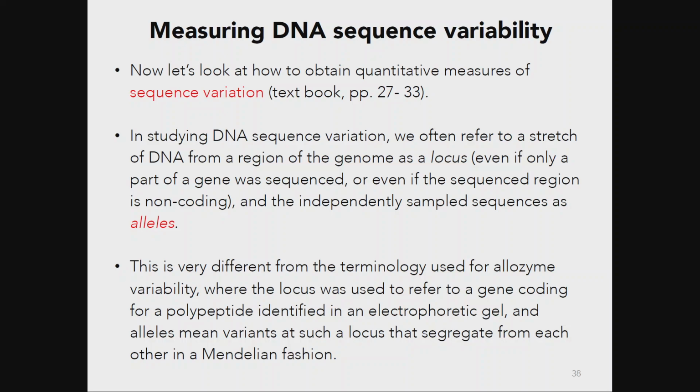And so yesterday we also talked about this definition of what a locus is, plural loci. We said that this could be a longer sequence, or in some cases a single nucleotide position. Here we're thinking of a stretch of DNA. In studying DNA sequence variation, we often refer to a stretch of DNA from a region of the genome as a locus, even if only part of a gene was sequenced, or even if the sequenced region is non-coding. And the independently sampled sequences we refer to as alleles.